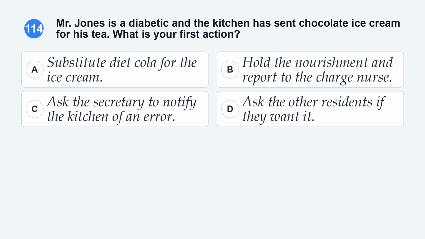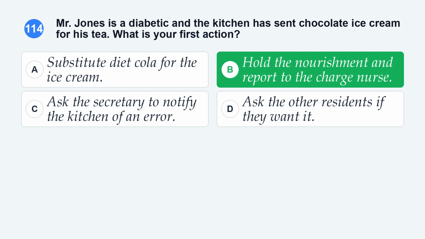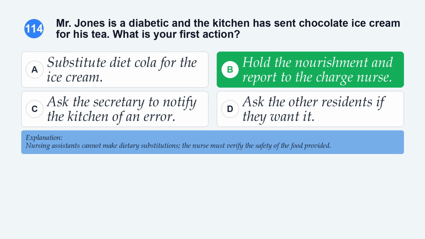Question 114. Mr. Jones is a diabetic and the kitchen has sent chocolate ice cream for his tea. What is your first action? Option A. Substitute Diet Cola for the ice cream. Option B. Hold the nourishment and report to the charge nurse. Option C. Ask the secretary to notify the kitchen of an error. Option D. Ask the other residents if they want it. The correct answer is option B. Hold the nourishment and report to the charge nurse. Explanation. Nursing assistants cannot make dietary substitutions. The nurse must verify the safety of the food provided.